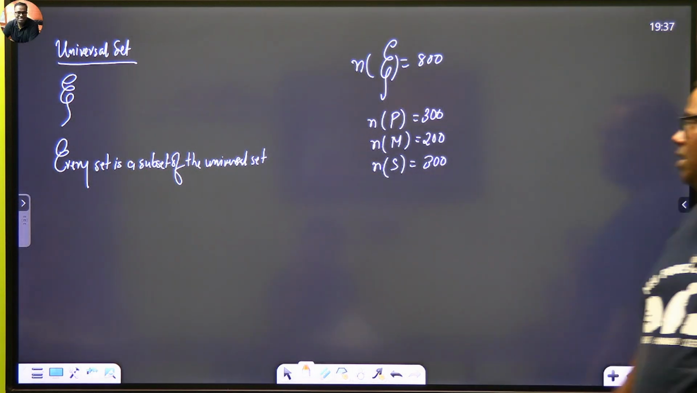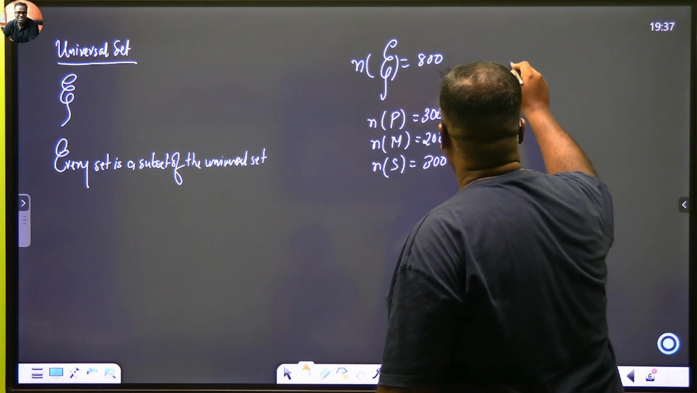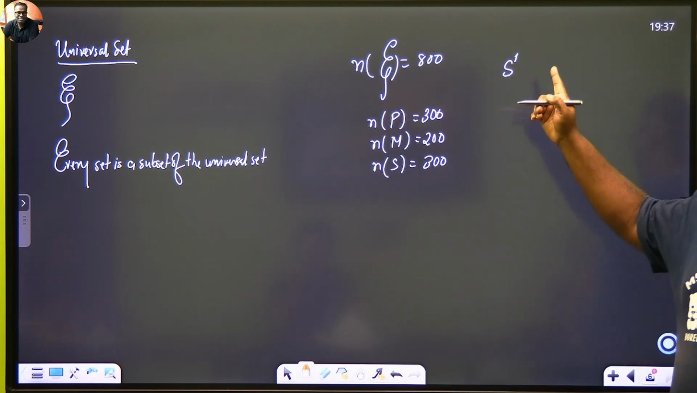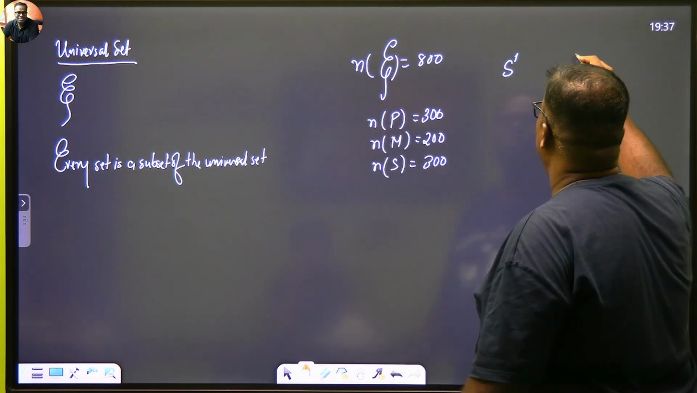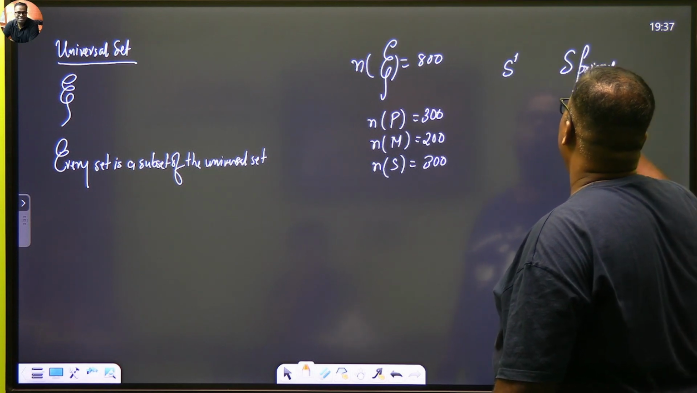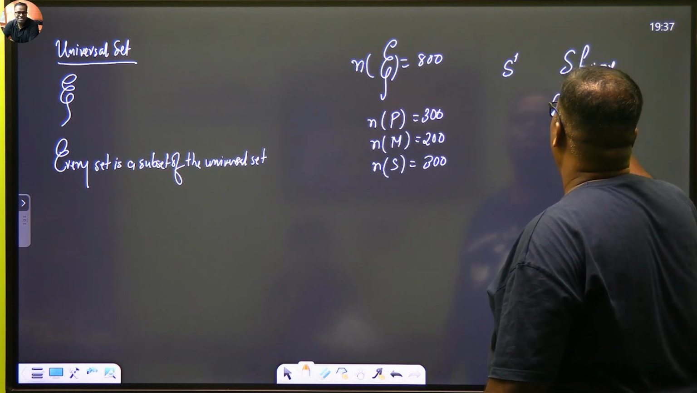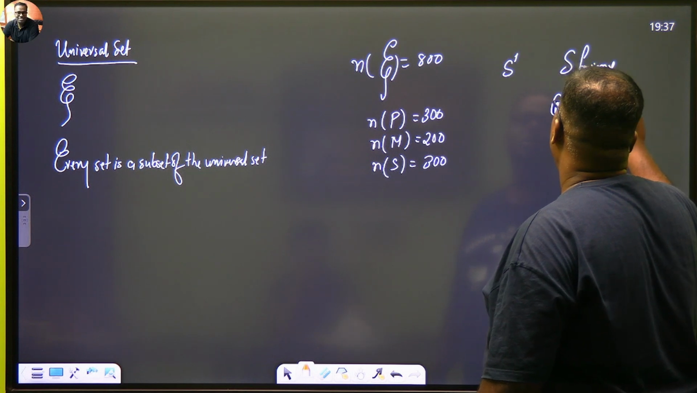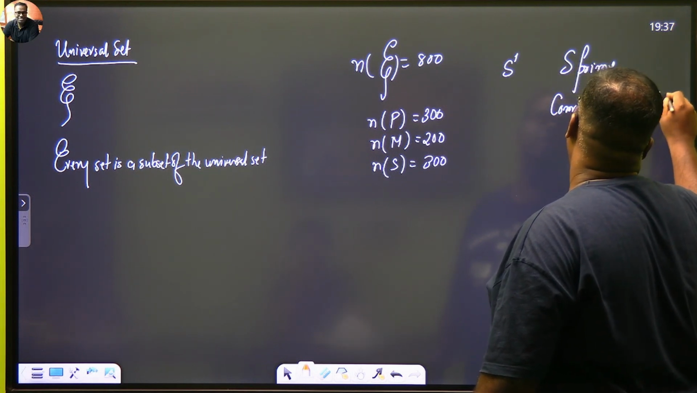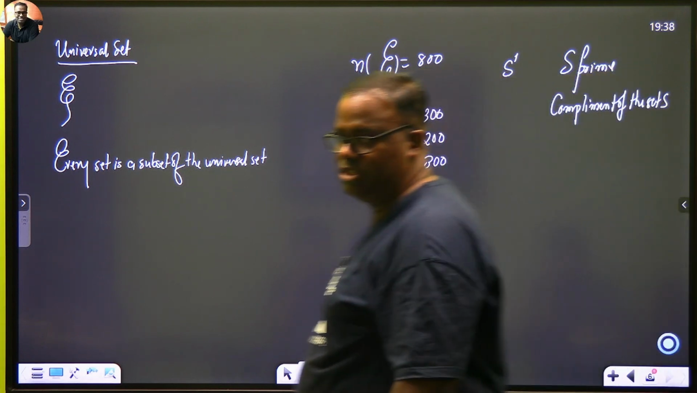Clear? So if I write something called S apostrophe, this is to be read as what? S prime. S prime, or we also call it the complement of the set S. We need to understand what this is.